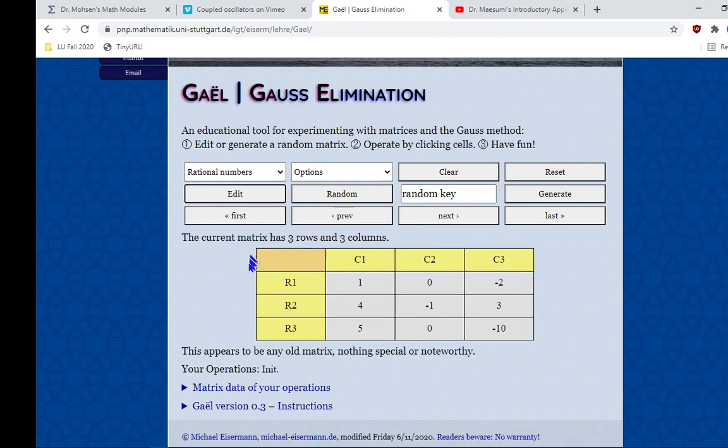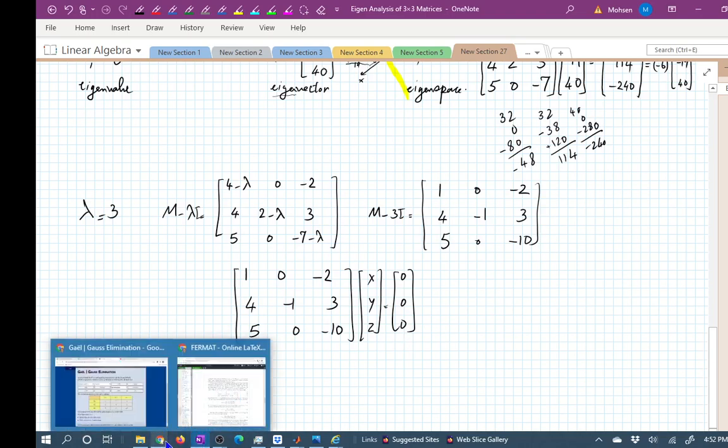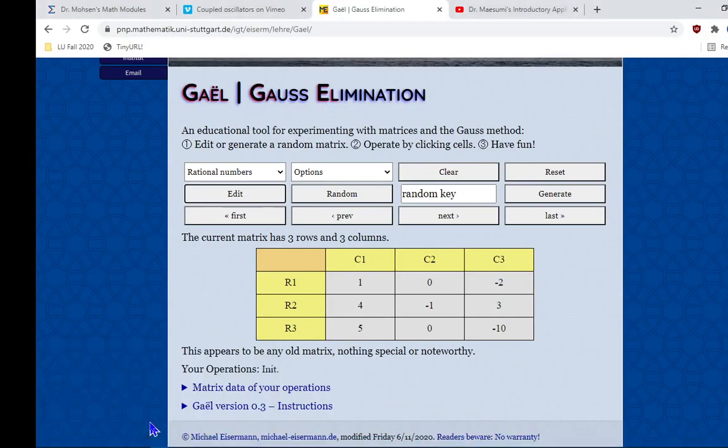Are we right? Let's see. 1, 0, minus 2, 4, 1, minus 3, 4, 5, 0, minus 10. Okay, we are in business.